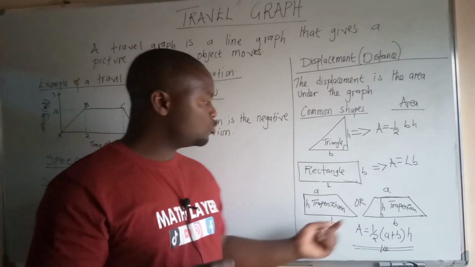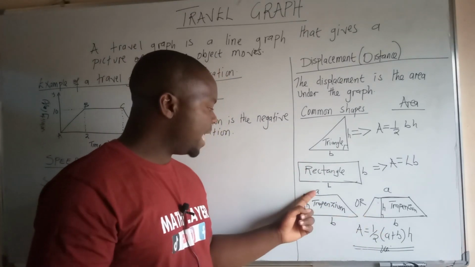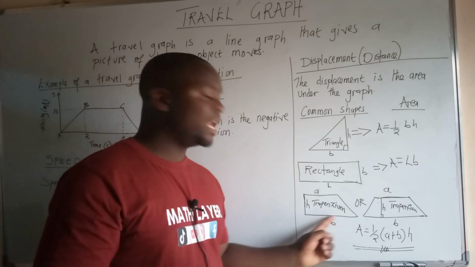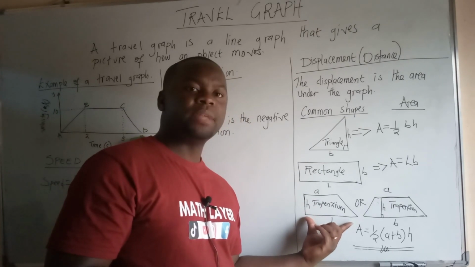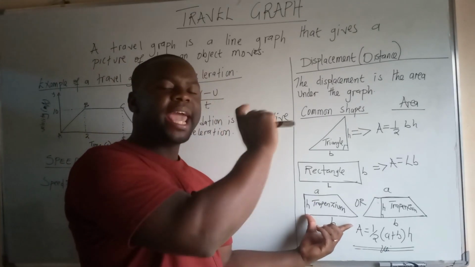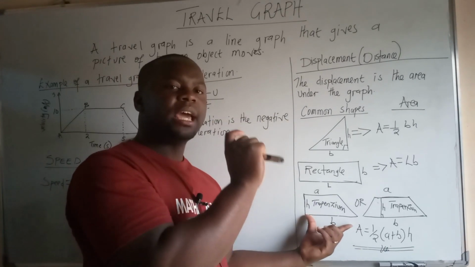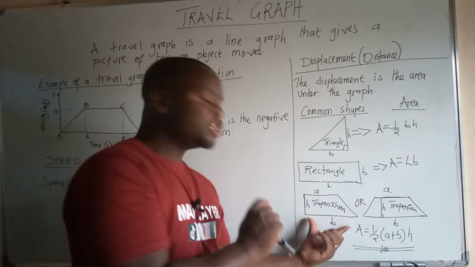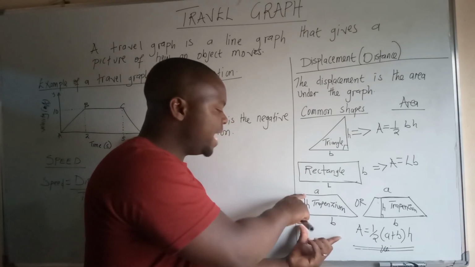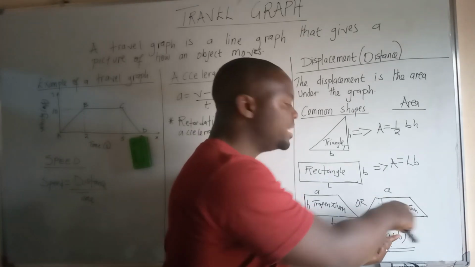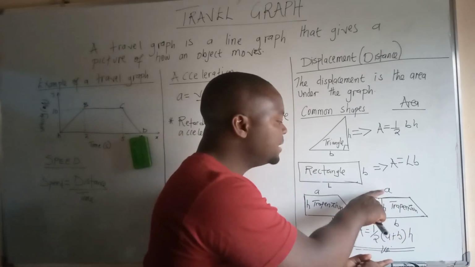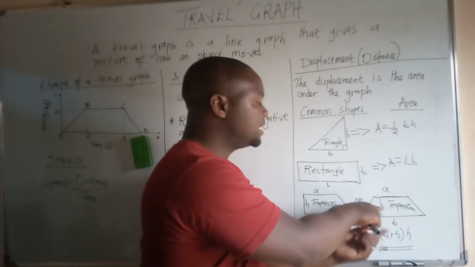So we have these two trapezia. As you can see, A and B are parallel to each other. Line B is longer than A. And then the difference between A and B is the height, which is H. So the difference in length between A and B is H. Even here, A and B are parallel to each other, and the difference in length between A and B is H.